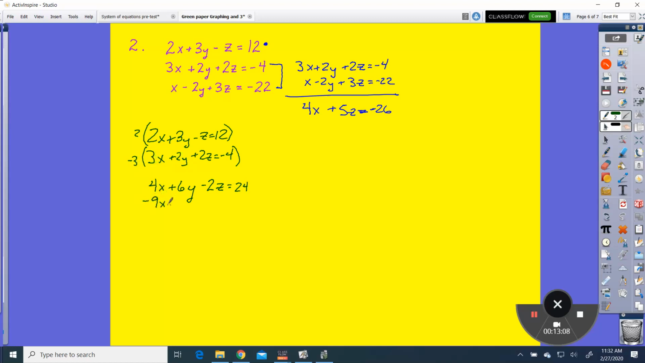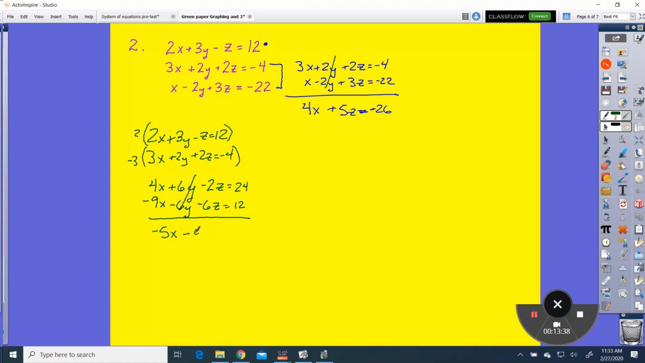Negative 3 times 2 is negative 6. And negative 3 times 2 is still a negative 6, but it's a z now. Negative 3 times a negative 4 is 12. I check my signs. Those were all positive except for the negative, so now they're all negative except for the positive at the end. So now when I combine them, I get negative 5x. The y's go away, which is what I wanted, because the y's went away on this one. I want the same variable to disappear.